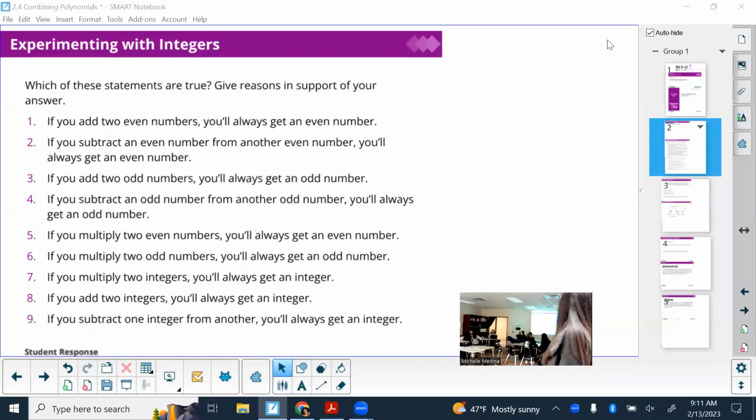So you will come to a consensus on each of these 9 statements, whether you think it's true or false, and be able to justify it if possible. Like if you add 2 even numbers, you'll always get an even number. Decide in your groups if that's true or false. If you subtract an even number from another even number, you'll always get an even number. And then go down the list and have some justification for when it is true or false.